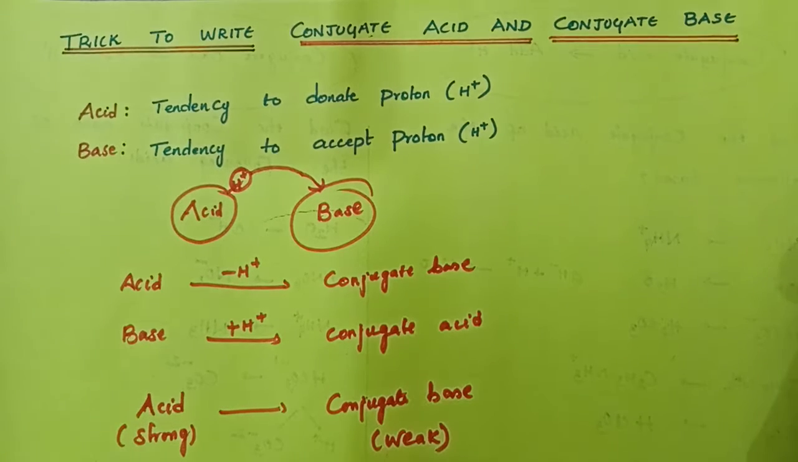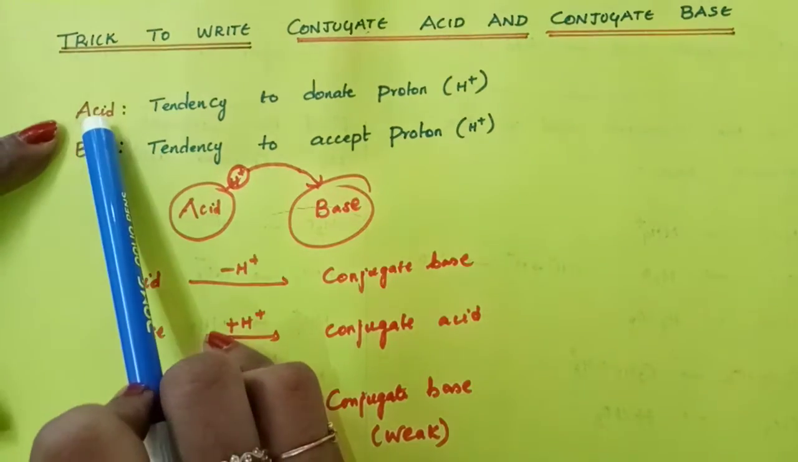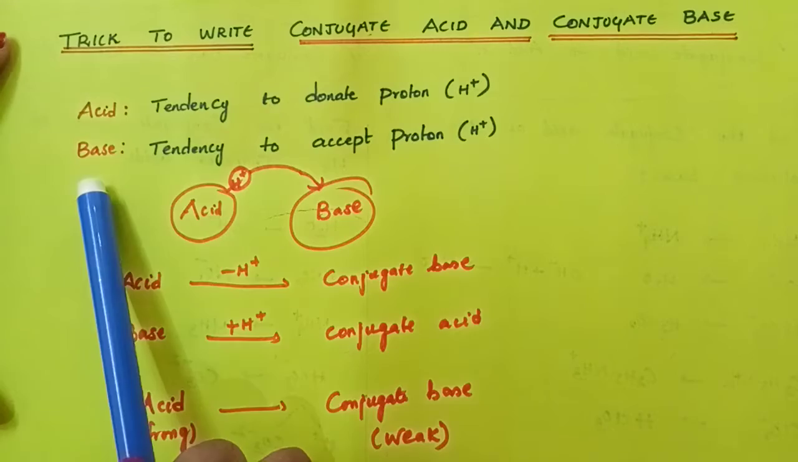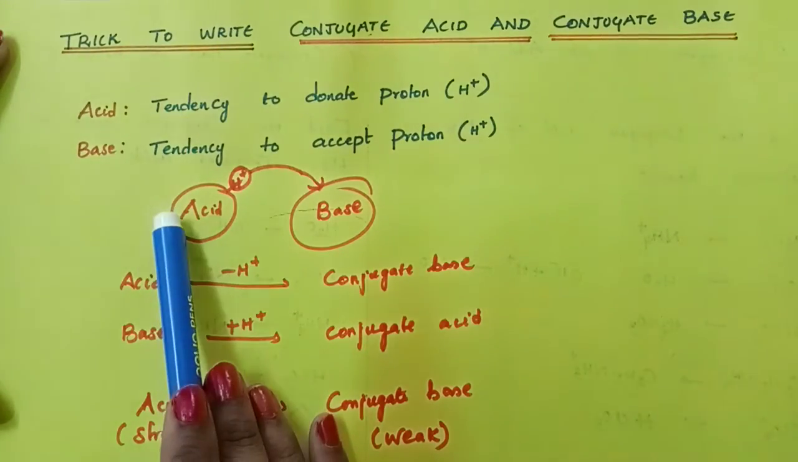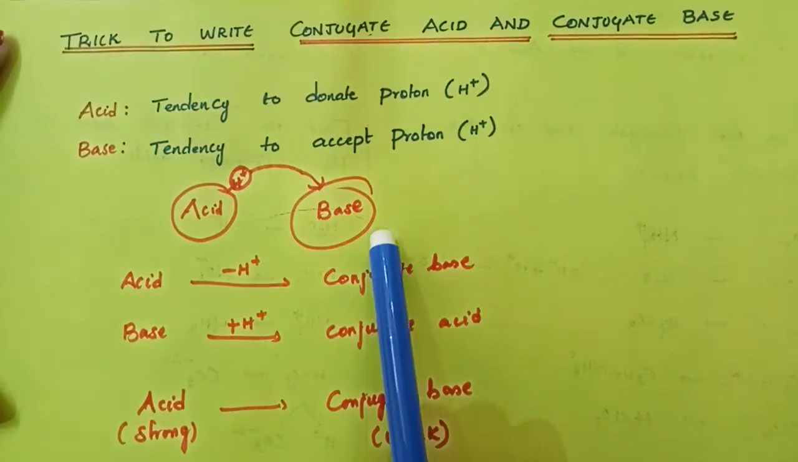Hello students, in this session we will discuss some tricks to write conjugate acid and conjugate base. According to the Bronsted-Lowry concept, an acid is a substance which has a tendency to donate a proton. A base is a substance which has a tendency to accept a proton. So an acid is a proton donor and a base is a proton acceptor species.